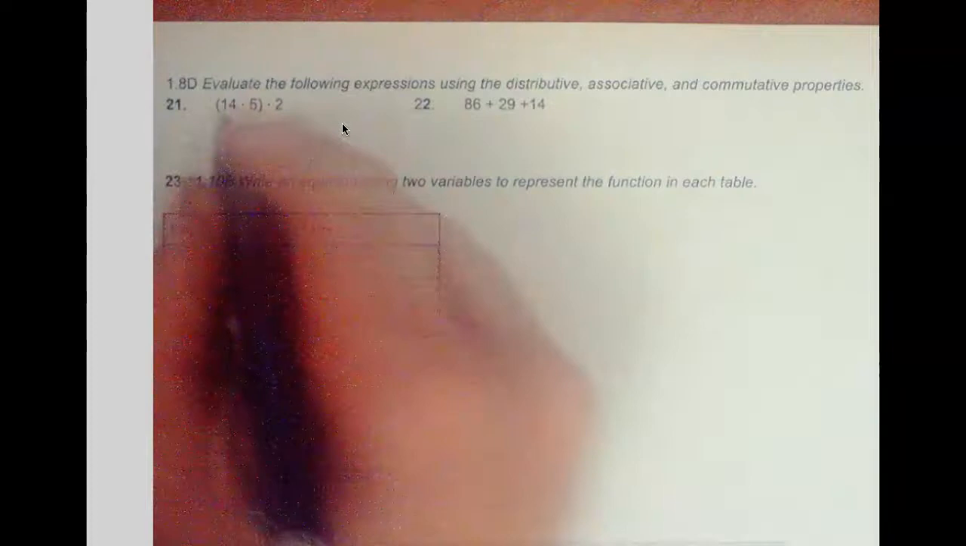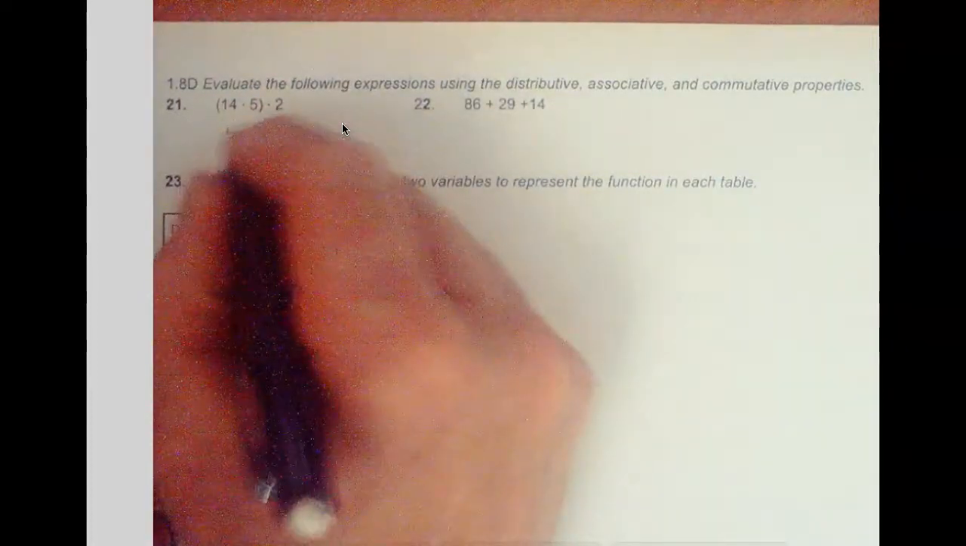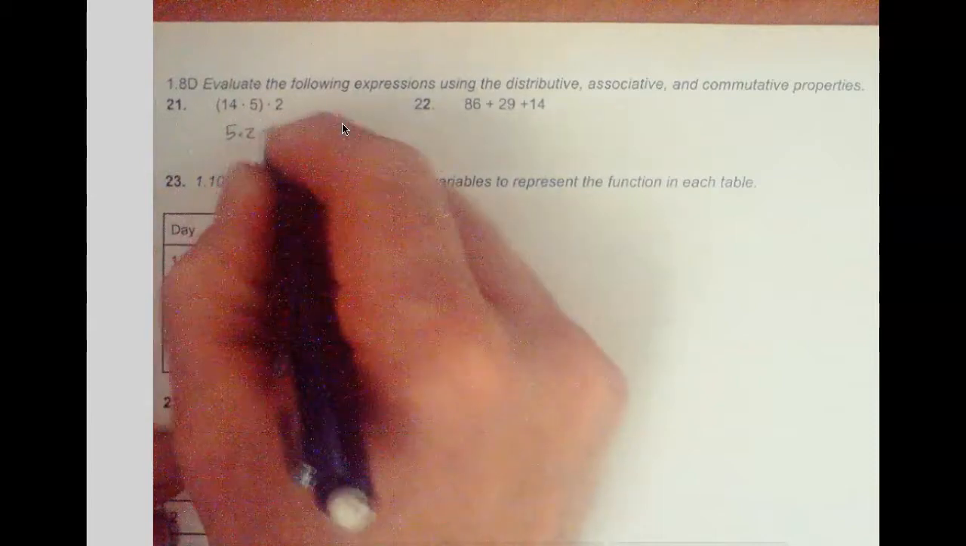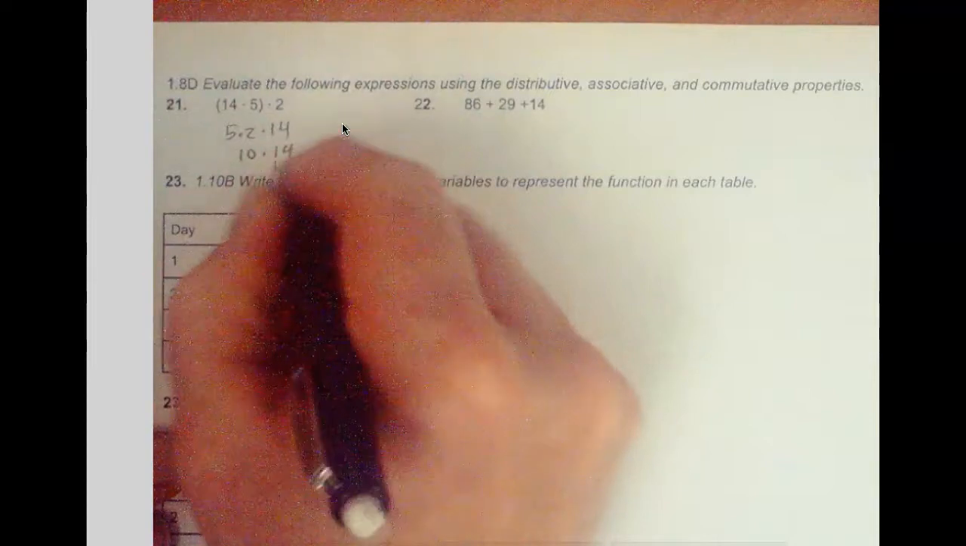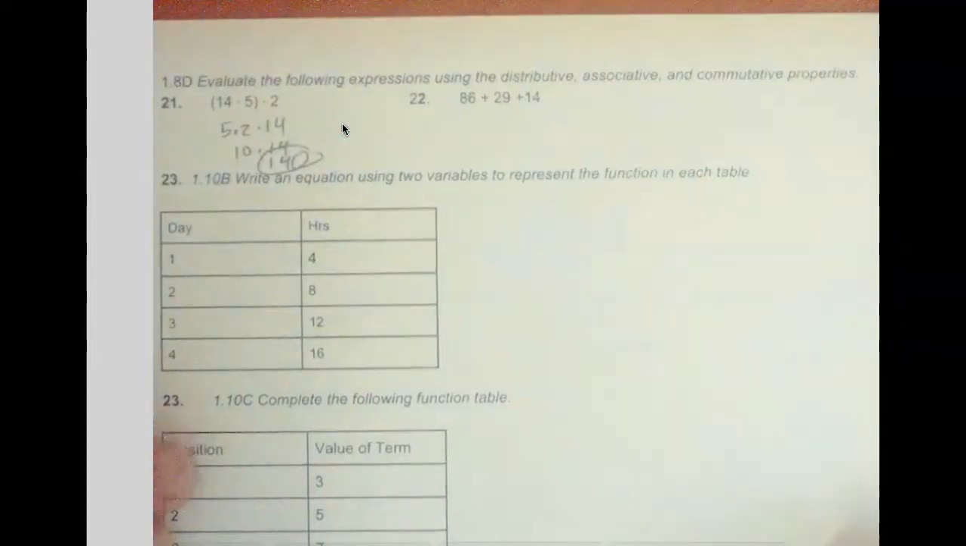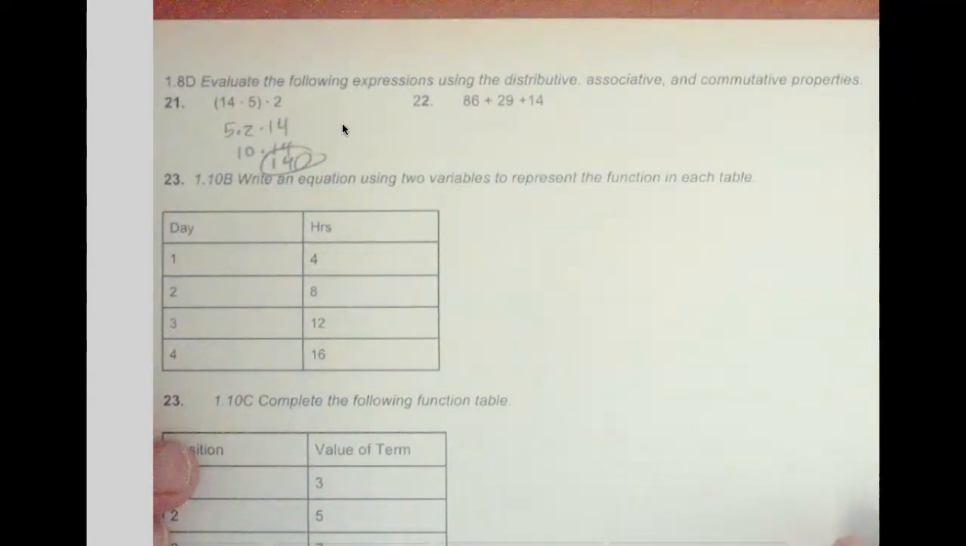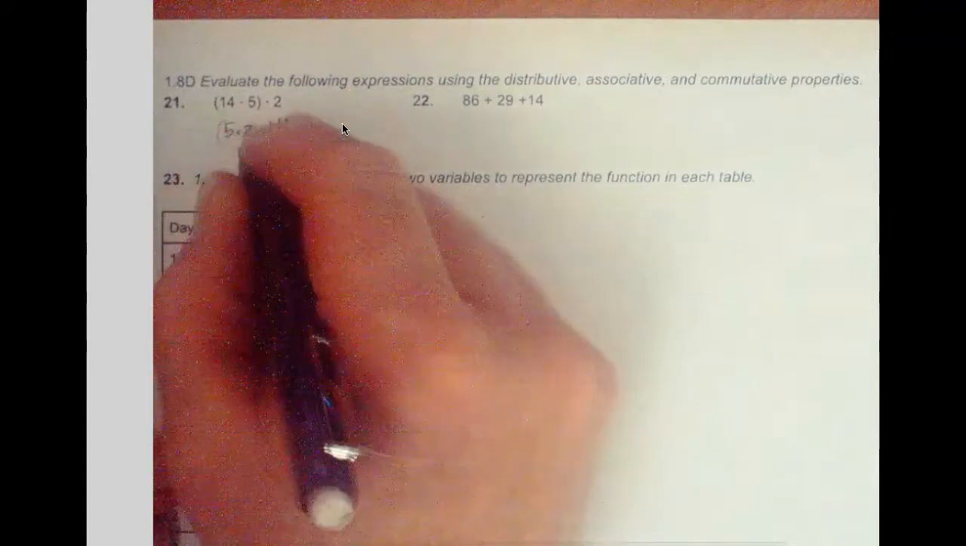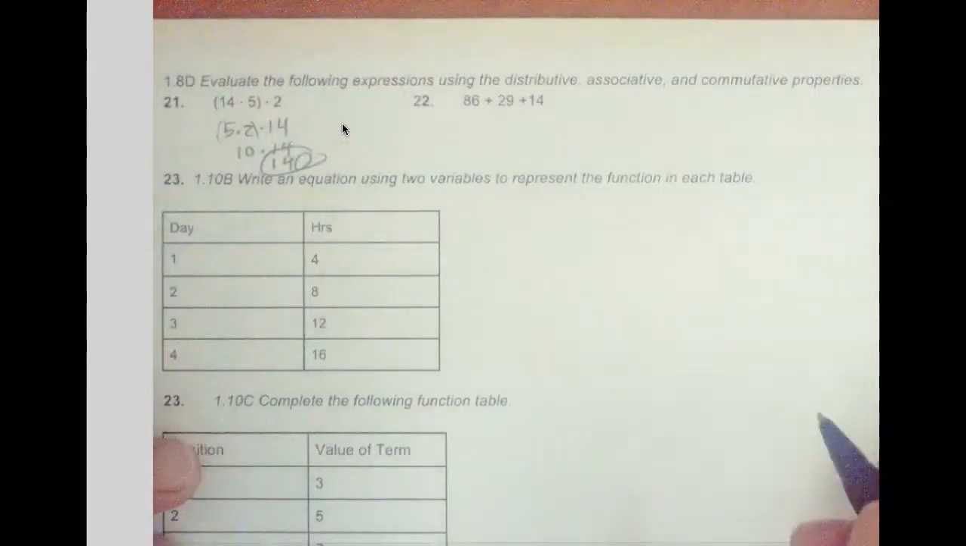So we have 14 times 5 times 2. I don't know what that is, but I do know that 5 times 2 is 10. I can solve it like this. 5 times 2 is 10. 10 times 14, there's my 140. I used the commutative property to move numbers, and then I also used the associative property. I regrouped them. I moved them and regrouped them. I did them both.